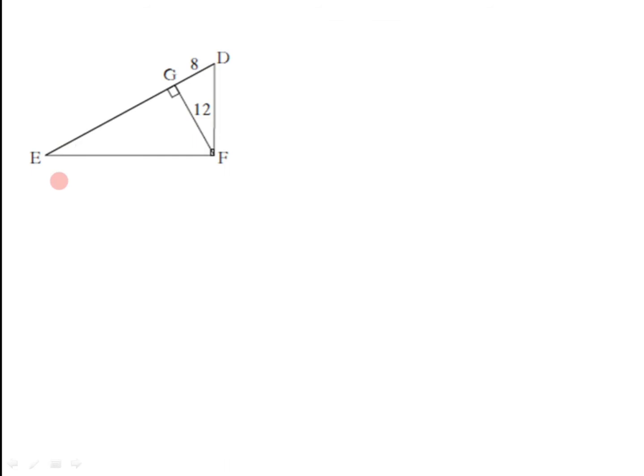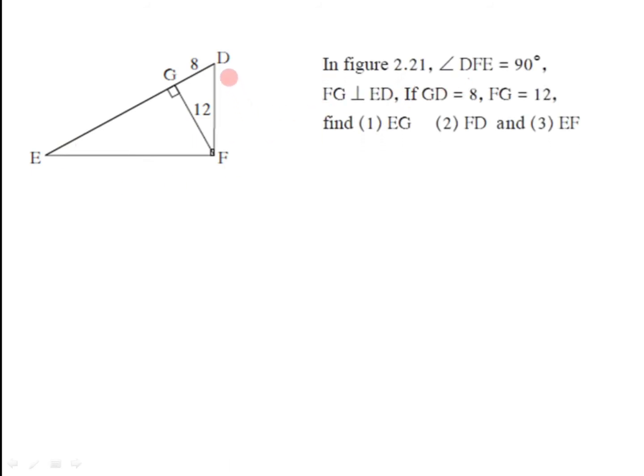Then we have the next question based on this diagram. Question is, in the diagram, angle DFE is 90 degree. Segment FG is perpendicular to GD. The length of GD is 8. Length of FG is 12. And from that we have to find EG, FD and EF. So here also one right angle triangle is given in which a perpendicular is drawn on the hypotenuse. So again we have to use the property of geometric mean. So by geometric mean property we have, perpendicular drawn is GF.